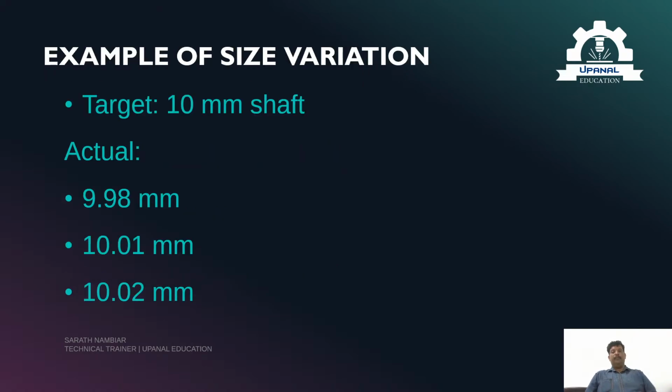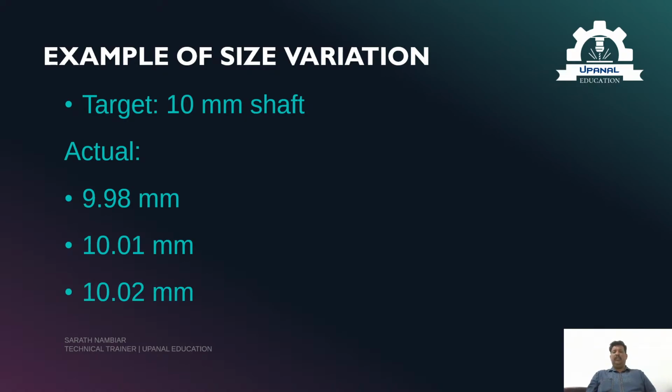Now, for example, let us say we want a shaft of 10 mm. After machining, we measure 3 shafts. We manufacture some 10 parts and we take 3 parts. So one is 9.98 mm. One is 10.01 mm. Another one is 10.02 mm. You will think, oh, all are very close to 10 mm.